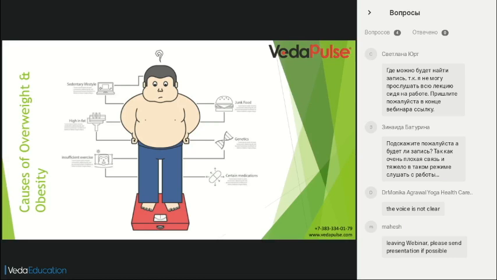But more than these two, the lifestyle factors play a very, very important role in formation of obesity and overweight.